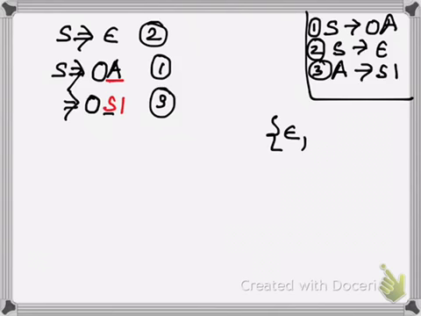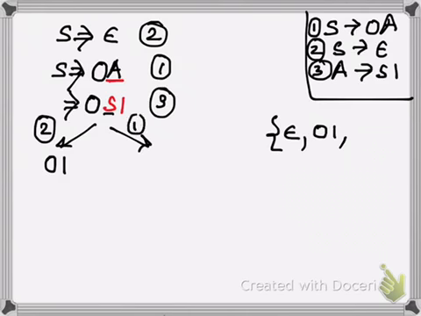Again, just for clarity, let me draw something like this. Suppose here I pick 2. In that case I'm replacing S by epsilon, so I will be left with 0, 1. 0, 1 is a string of terminal symbols, so it is a string accepted, which belongs to my language. On the other hand, if I pick production 1 here, then S will be replaced by 0 and A.